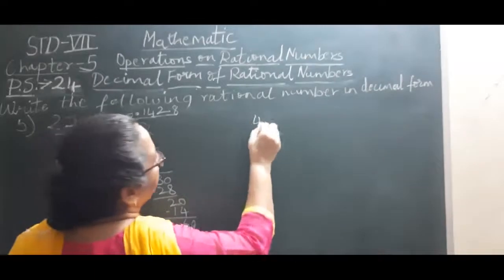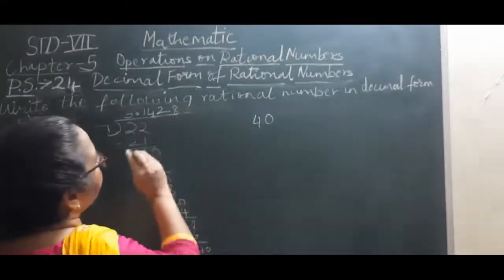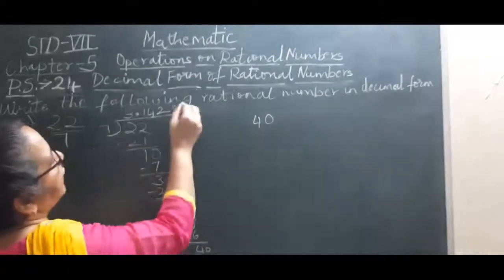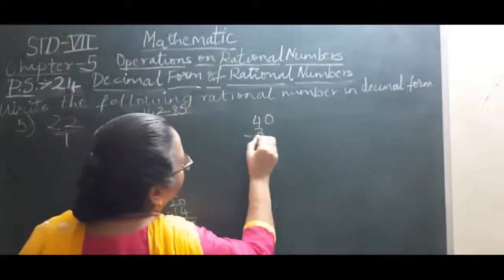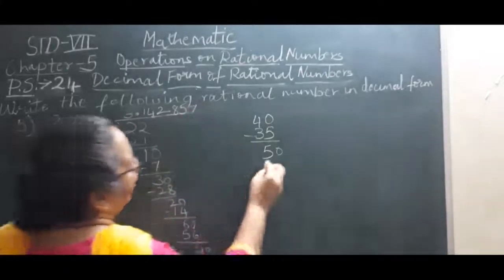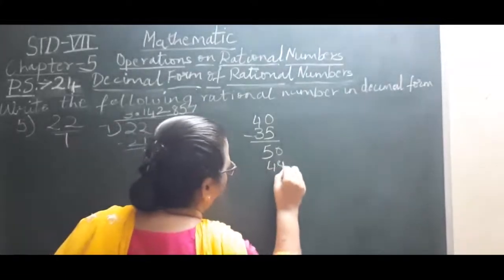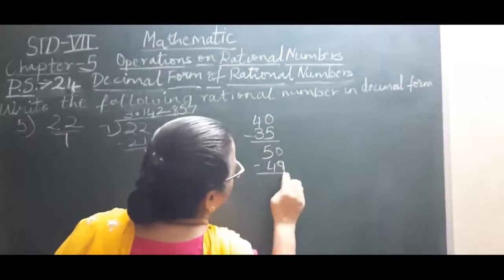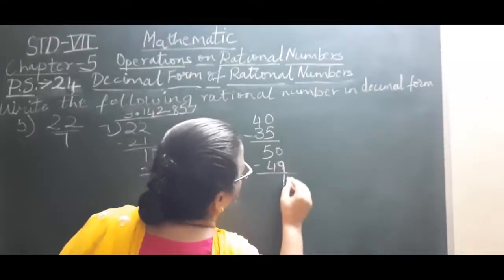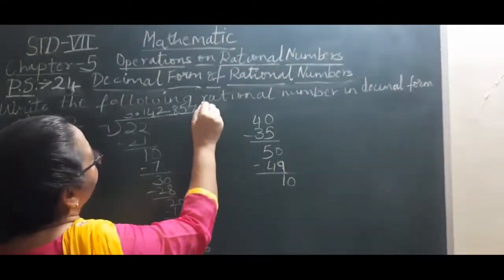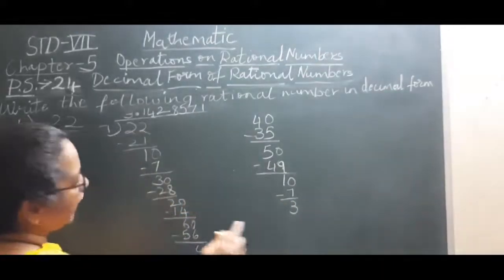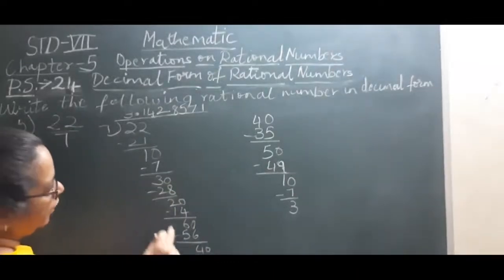We'll add a 0. We'll continue here, children. 7 5s are 35. 5 is remaining. We'll add a 0. 7 7s are 49. 1 is remaining here. We'll add a 0 here. 7 1s are 7 minus again 3. Children, you can see now again it is repeating from here again.